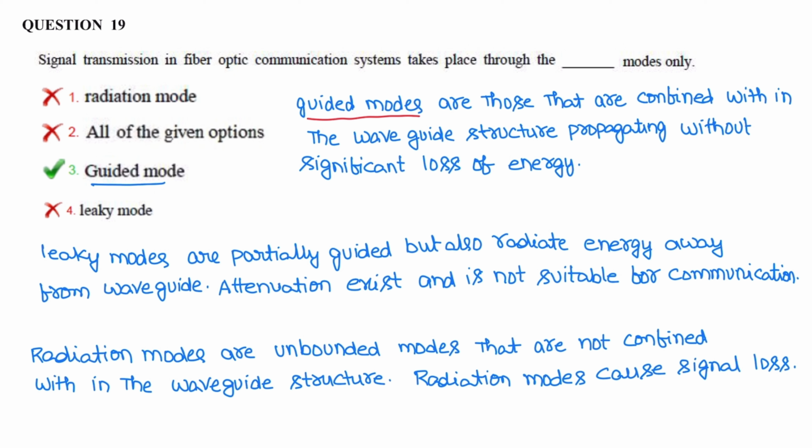Leaky modes are partially guided but also radiate energy. Attenuation exists in these leaky modes, so they are not suitable for communication. Radiation modes are unbounded modes that are not confined within the waveguide structure, the fiber optic structure. Radiation modes cause signal losses. So leaky modes and radiation modes are not useful, and the only mode that is used for communication is the guided mode.